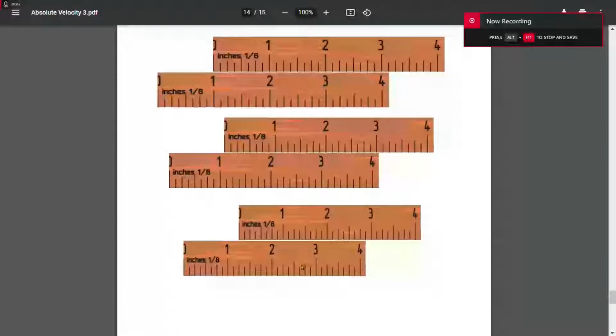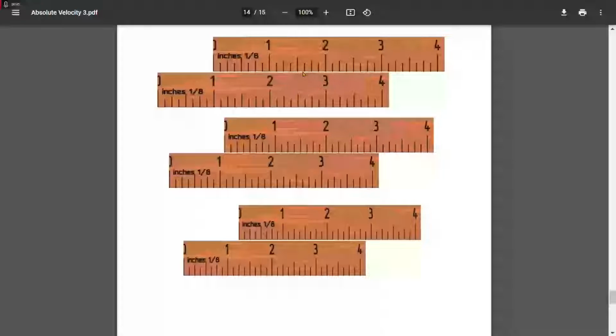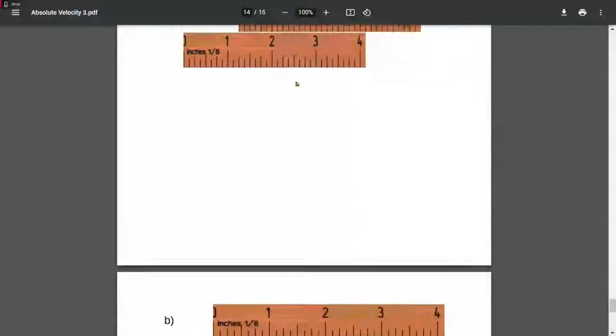Okay, so that's well and good. Now, I guess a question would be, can we use these rulers, or what I've drawn as these rulers, to figure out an object's absolute velocity? Well, let's just take a look.